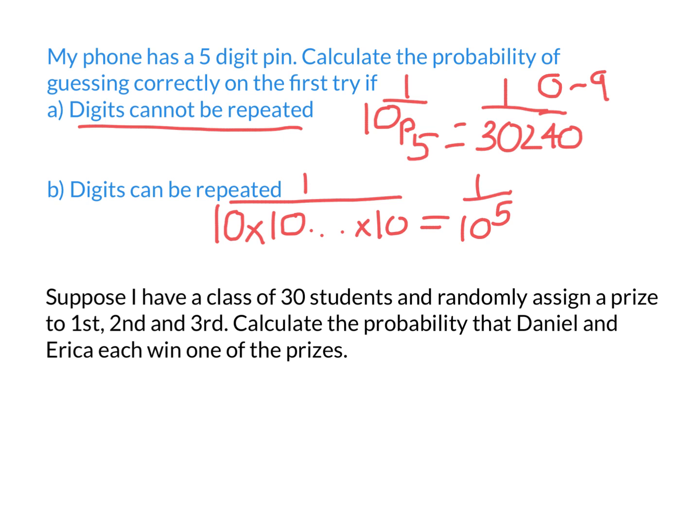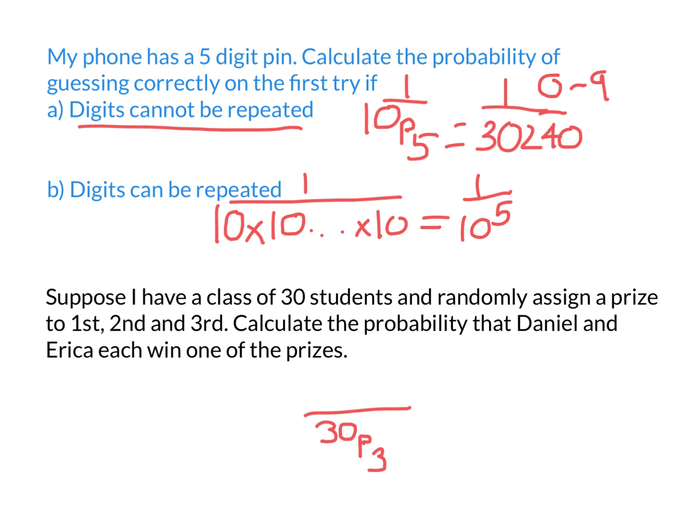So let's use our counting tools. Let's use our permutations. So if I'm picking 3 students to win a prize, the total number of ways this can be done is 30P3. So now I just need to figure out how many of these permutations will involve these specific students.